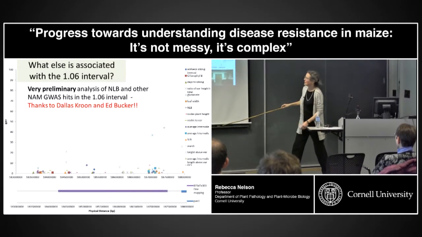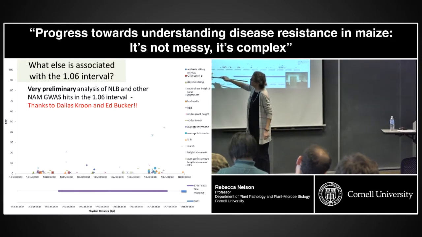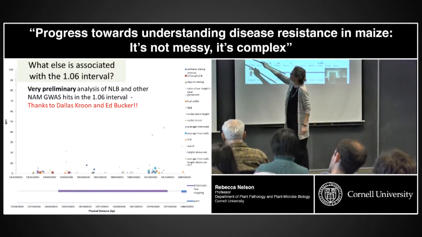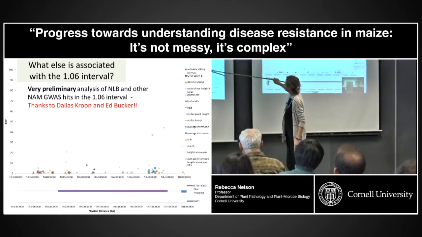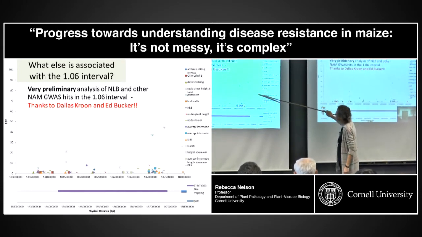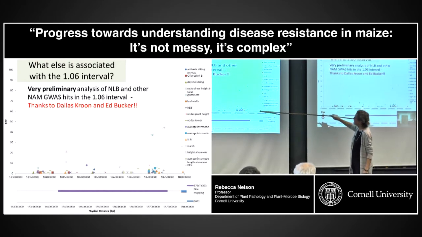So I just want to highlight a couple of things. This is the PAN locus here, and it's associated not only with northern leaf blight, sorry, this is actually, sorry, it's confusing. That's blue and that's purple. So this association is with gray leaf spot. So that's with Jackie's data set and southern leaf blight.